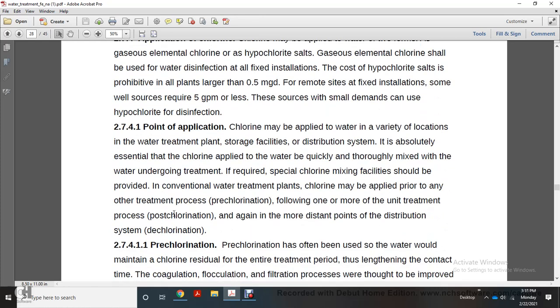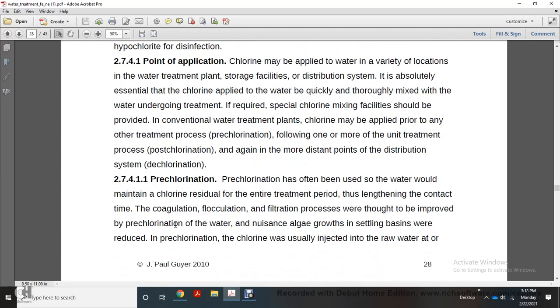Now, the point of application. Chlorine may be applied to water at various locations: the water treatment plant, storage facility, or distribution system. It is absolutely essential that the chlorine be mixed quickly and thoroughly with the water undergoing treatment, so a special chlorine mixing facility should be provided. In conventional water treatment plants, chlorine may be applied prior to any other treatment process, pre-chlorination, following one or more of the unit treatment processes, post-chlorination, and again at more distant points of the distribution system, rechlorination.